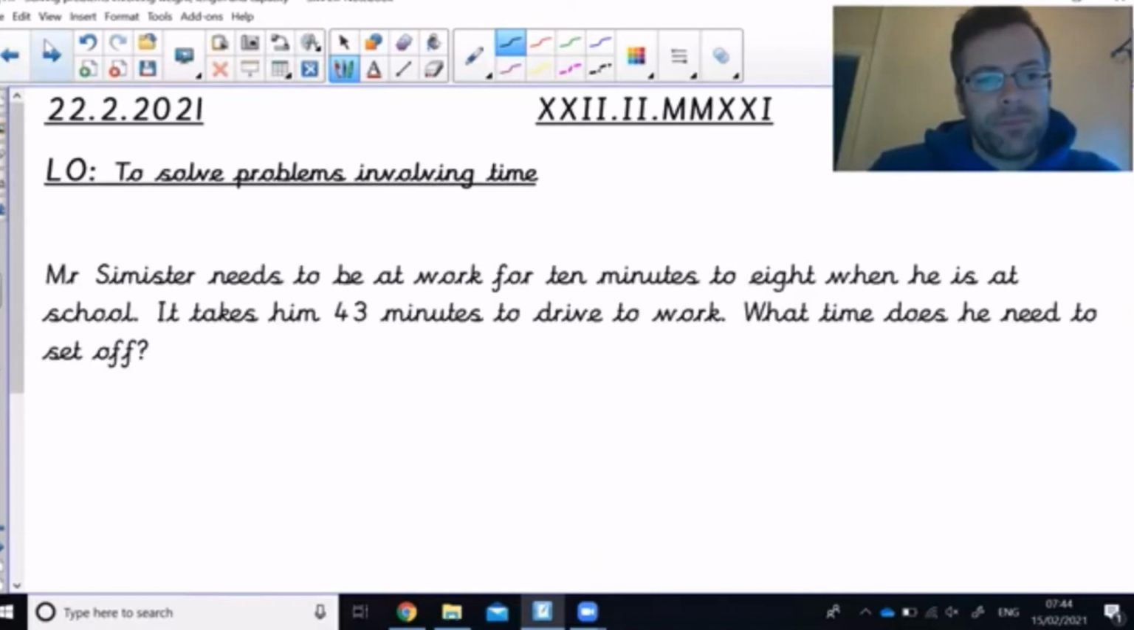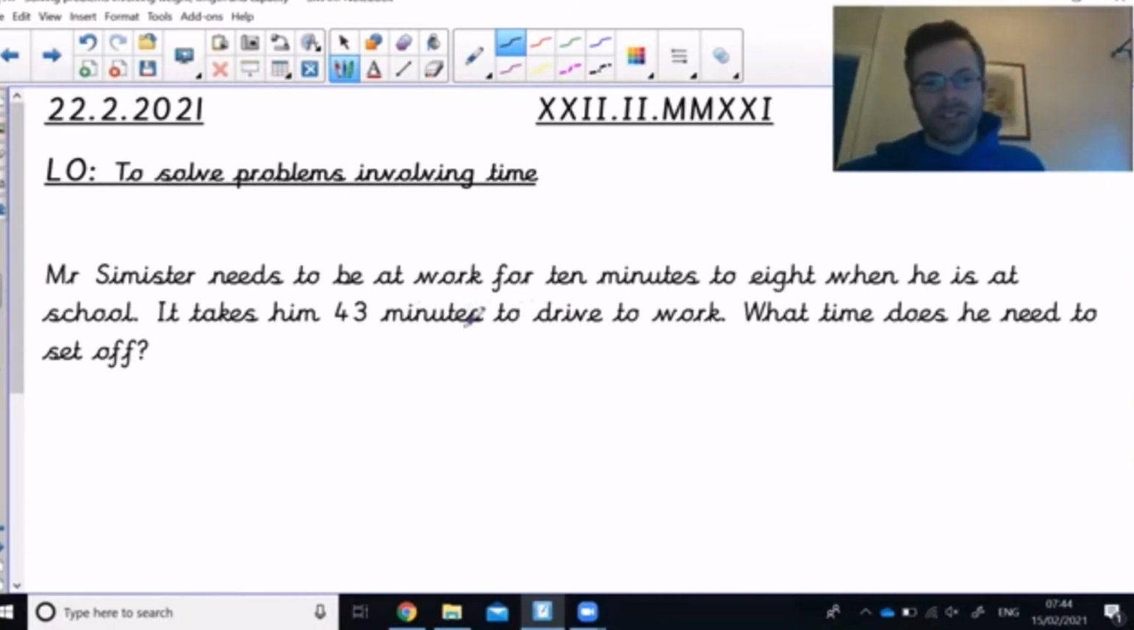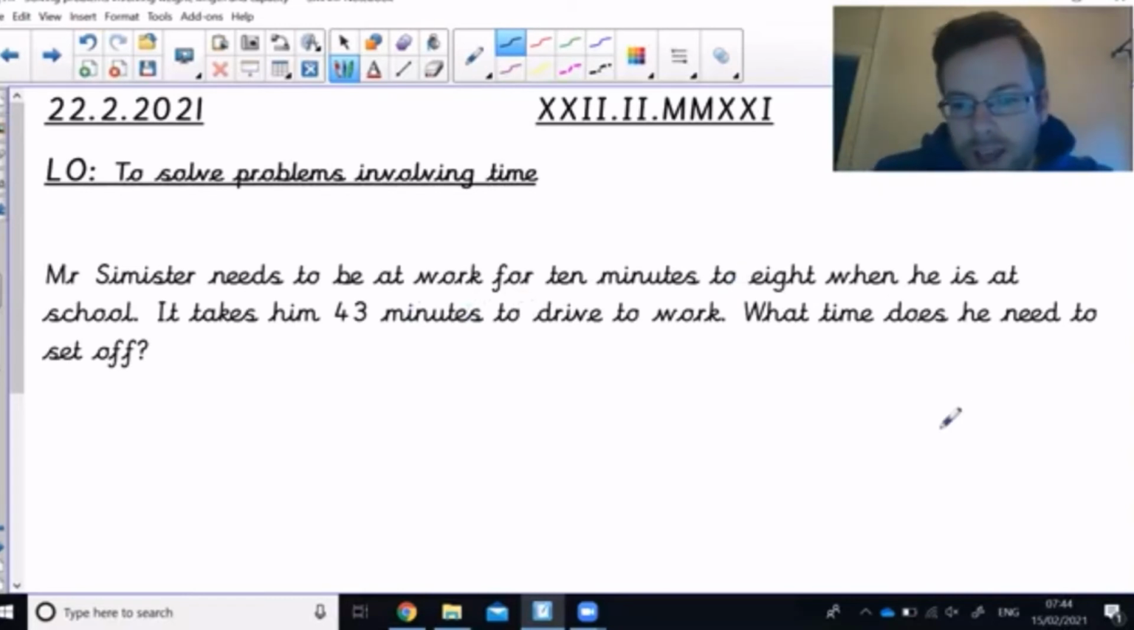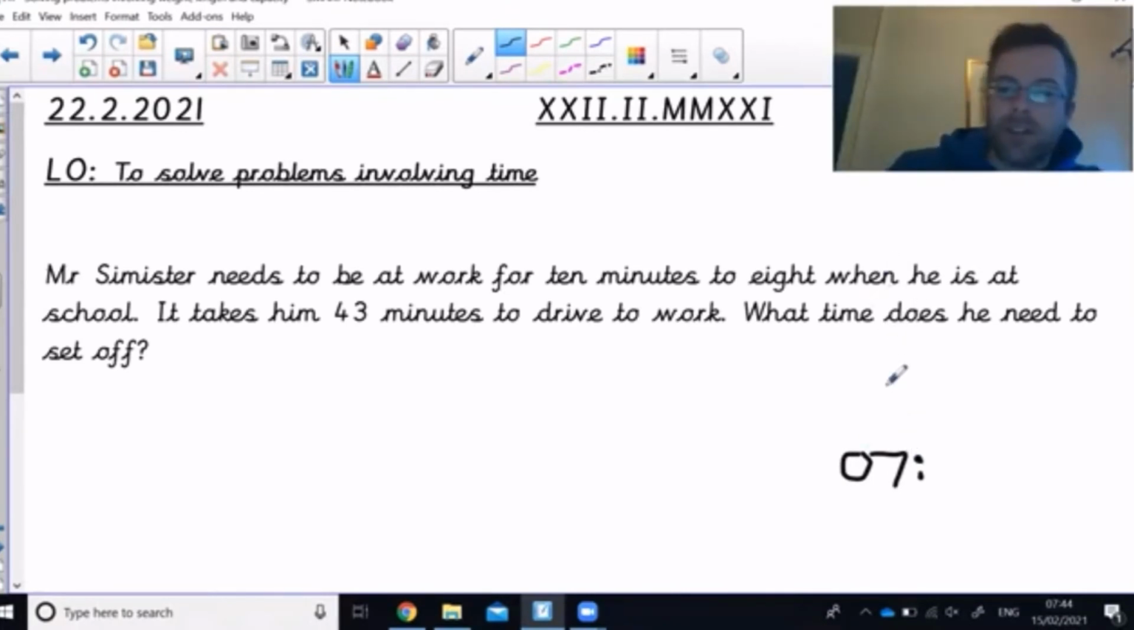Next one. Mr. Simonson needs to be at school for 10 minutes to 8 when he's at school, as in when I'm not working from home. It takes him 43 minutes to drive to work. What time does he need to set off? So 10 minutes to 8 is going to be 7, because I'm doing a 24-hour clock. 7, and it's 10 minutes to, so I'll take away those 10 from 60, so 7:50.